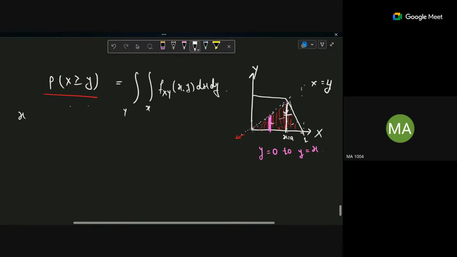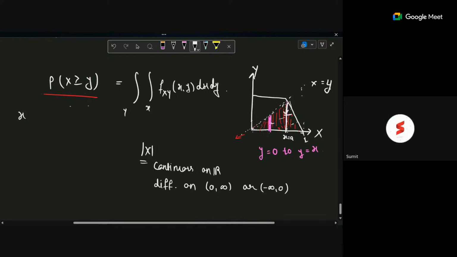Like, will you say that mod x is not a continuous function? It's continuous, but not differentiable. It has a sharp edge at 0. Yes, we have read it in math 1 also. So it's continuous on R, but not differentiable on R. But we can say that it's differentiable on 0 to infinity or negative infinity to 0. Is it so? Yes, ma'am. Because there is no sharp edge when you discard 0 or discard one part due to which the sharp edge is created.